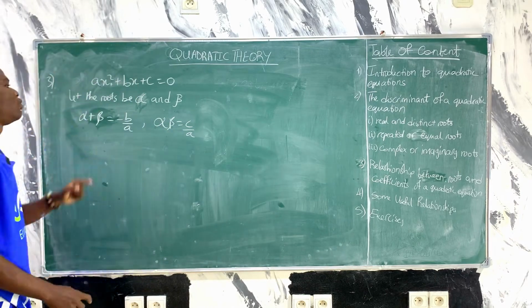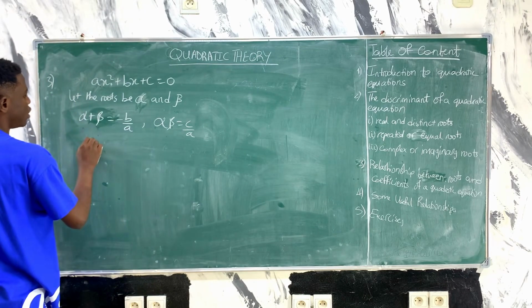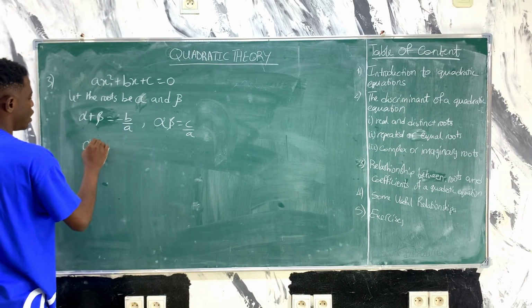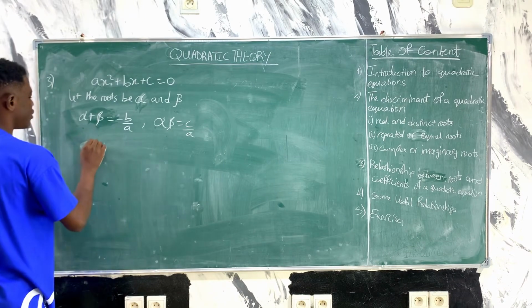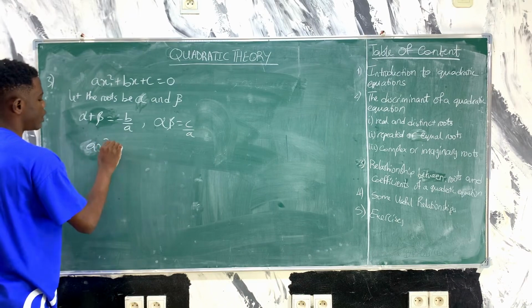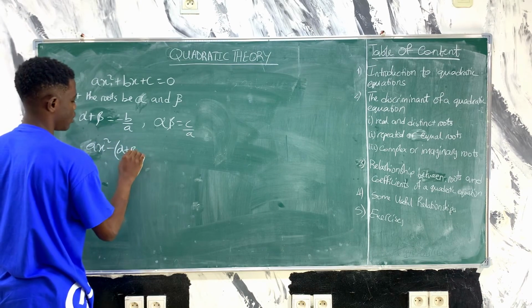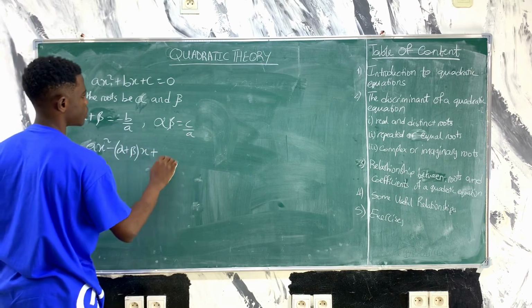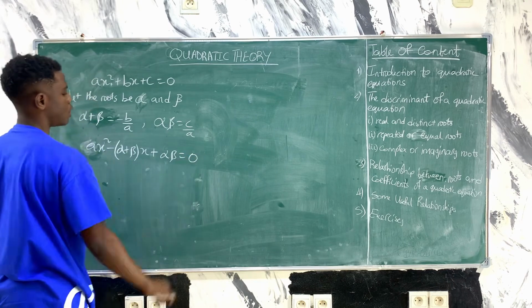So it means if you write this equation in terms of its roots, you are going to have a x squared minus sum of roots x plus product of roots equals 0.